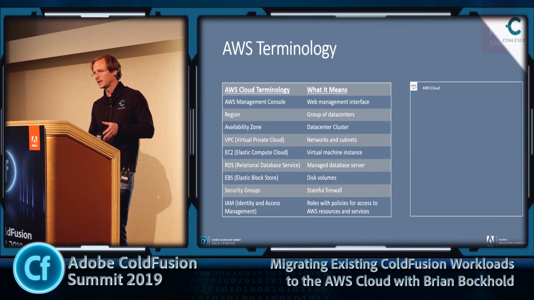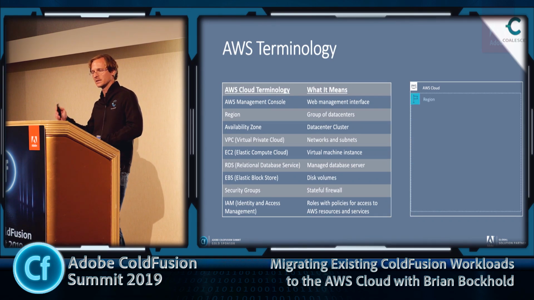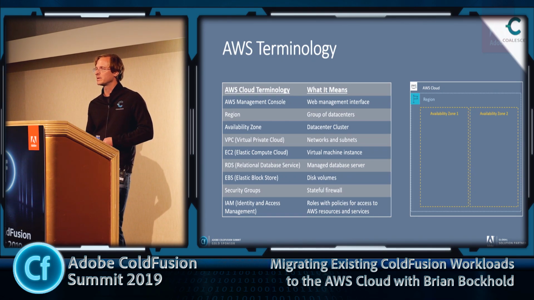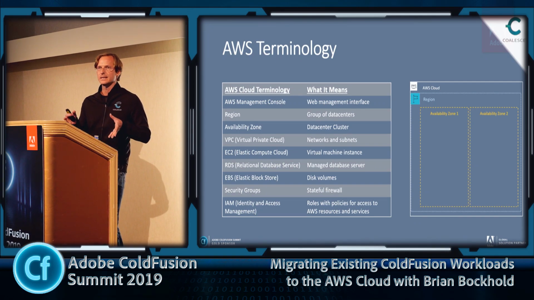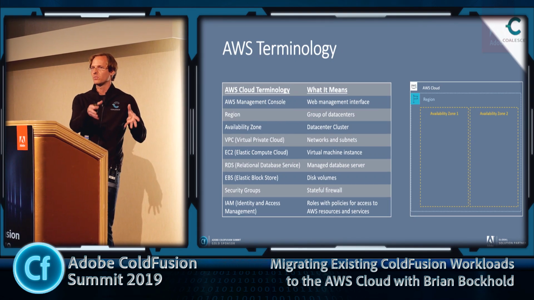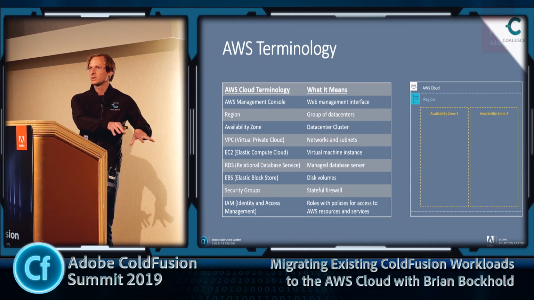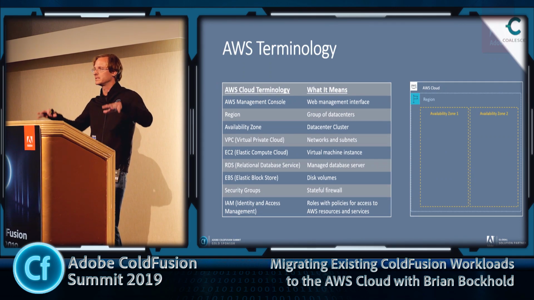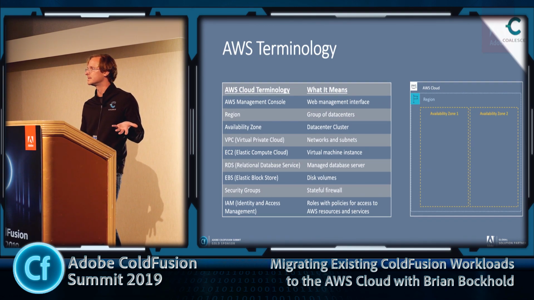So each region is made up of availability zones. Sorry, there's a region, there's my availability zone. An availability zone is a cluster of data centers within a region. Each availability zone is independently isolated from the other availability zones. So the use case here is if there's a fire at one data center, it knocks out that availability zone. If you have access to the other one, you're still up and running in the same region. So if you run in multiple availability zones, you have better availability in case of a disaster.